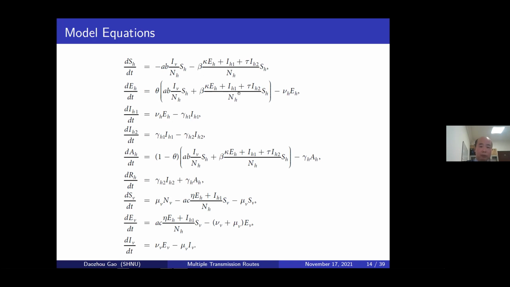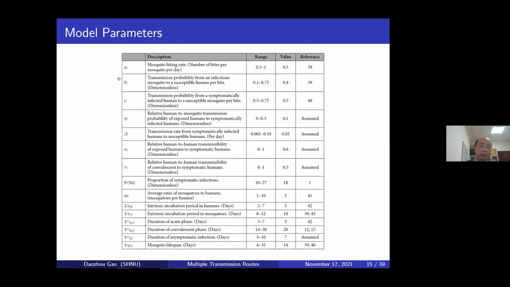Okay, and in this model, you can see that the vital dynamics for humans are ignored, because we do not consider human births and deaths. So that means this model is an epidemic model. And here are the descriptions and ranges for the model parameters.